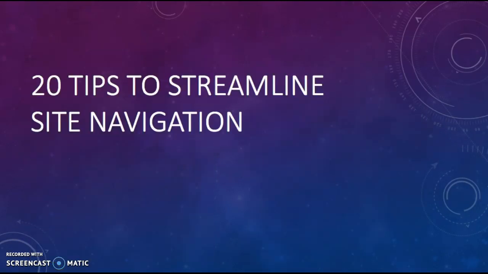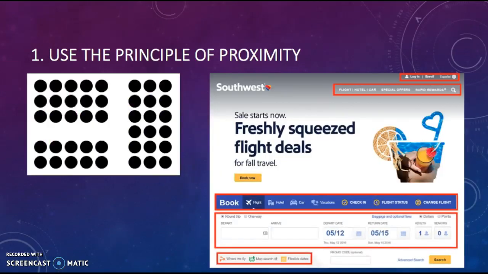So with those organizational tips in mind, here are 20 more specific tips to help you streamline site navigation. The first tip is actually one of the Gestalt design principles, the principle of proximity. This, as you can see, involves grouping things in your mind. So when you look at a website that has a lot of options, like the Southwest Airlines website, you want to make sure that items are grouped together in a way that makes sense for the user so that they can find what they're looking for.